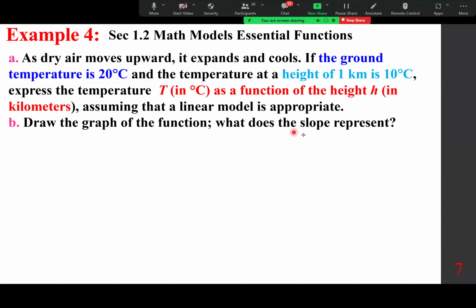So let's write the given. Two pairs are given in the form of h comma t. H comma t. At the ground, height is 0, temperature is 20. At the height of 1 kilometer, 10 degrees.